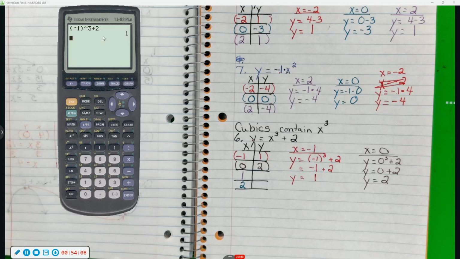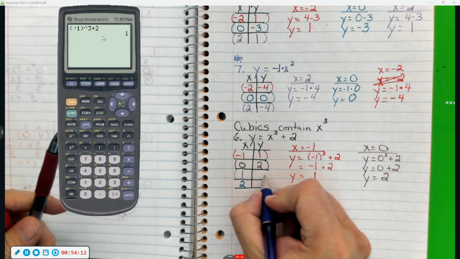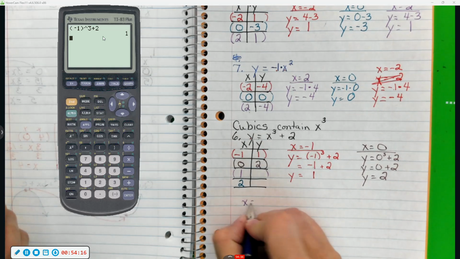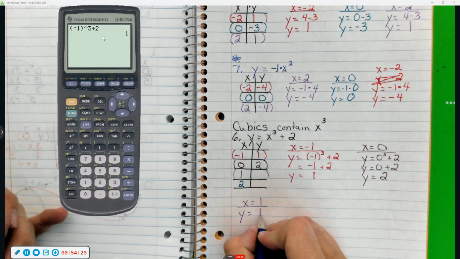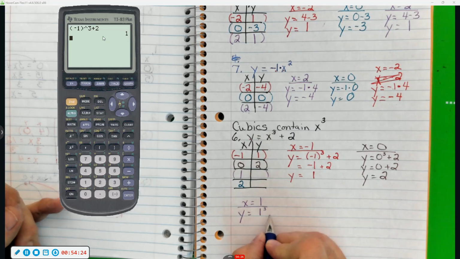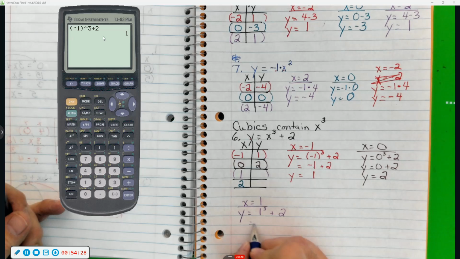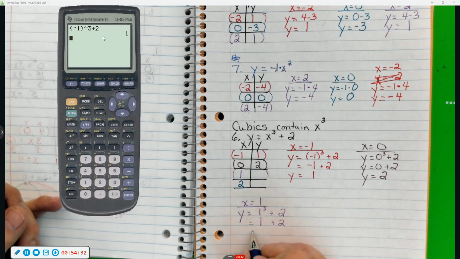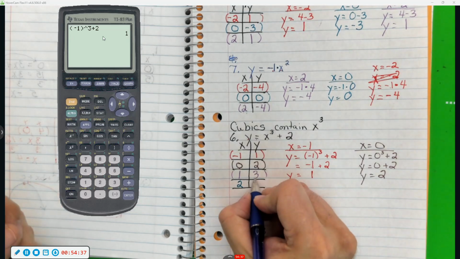Now, let's plug in, is that a purple 1? Oh, okay. If I put a 1 in for x, 1 cubed plus 2. 1 times 1 times 1 is just a 1. Plus 2. Are we getting 3 for the third point? Yes.